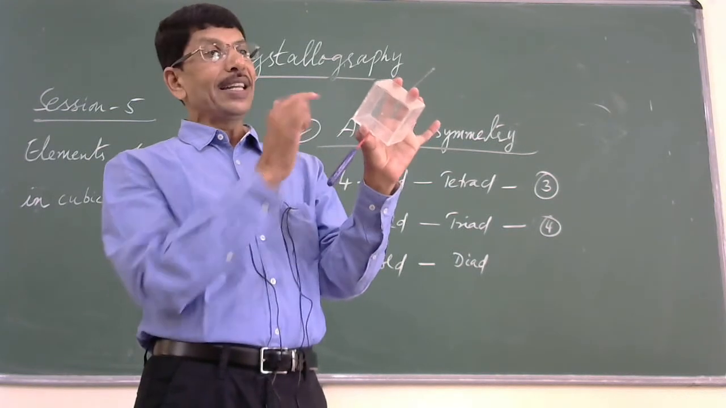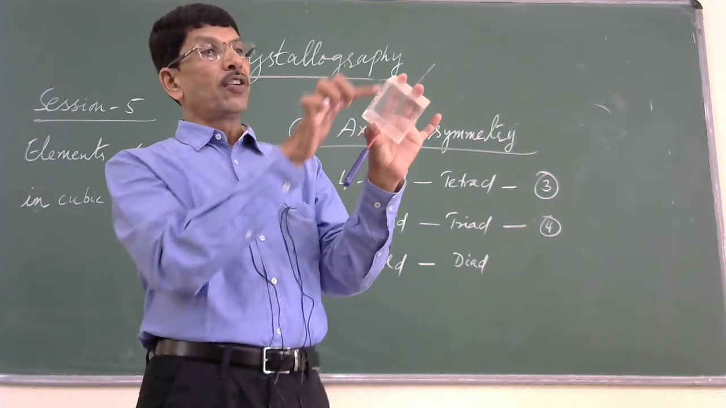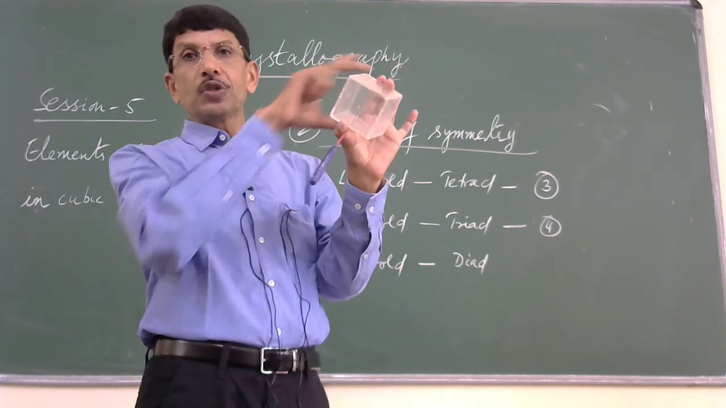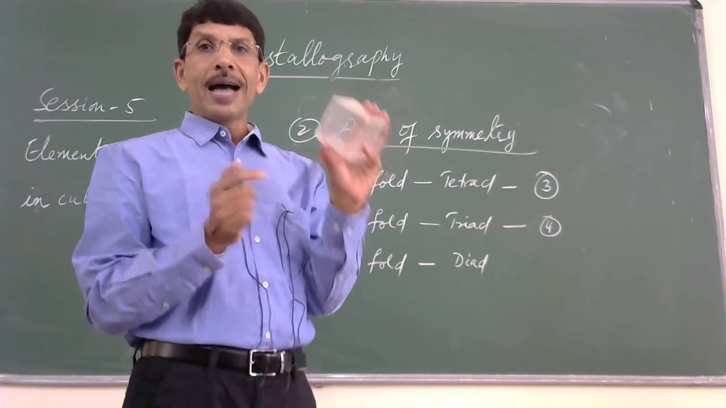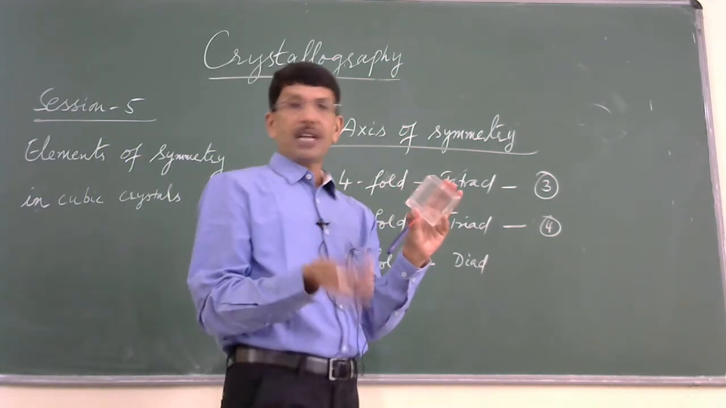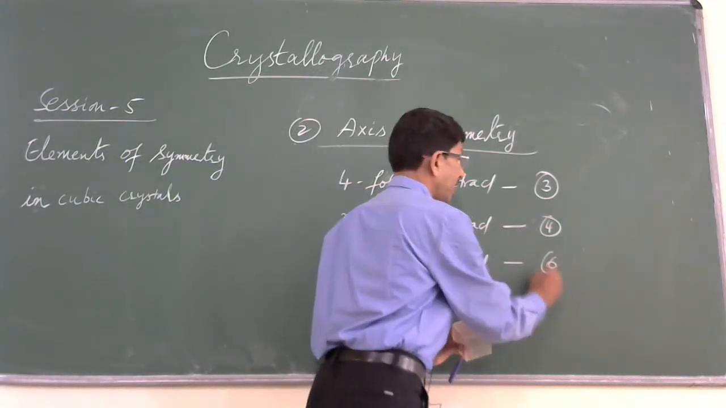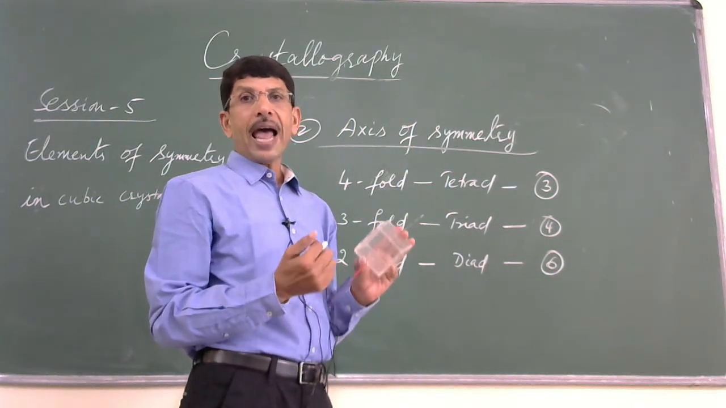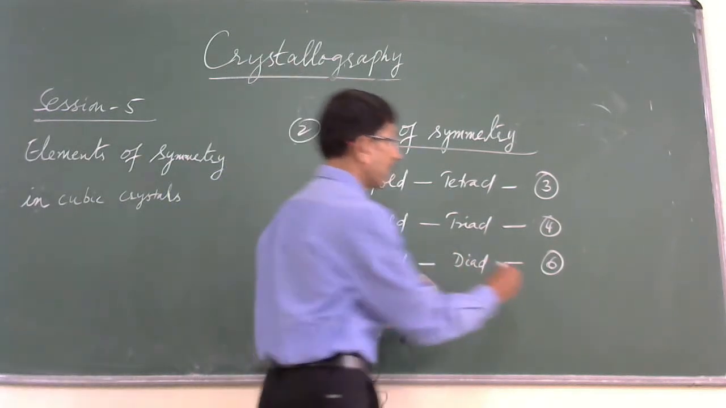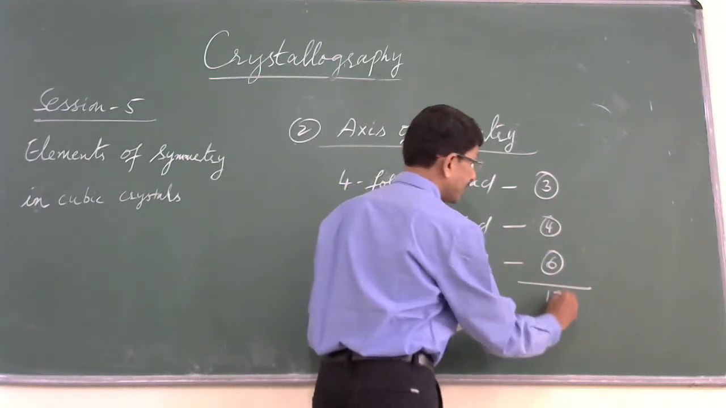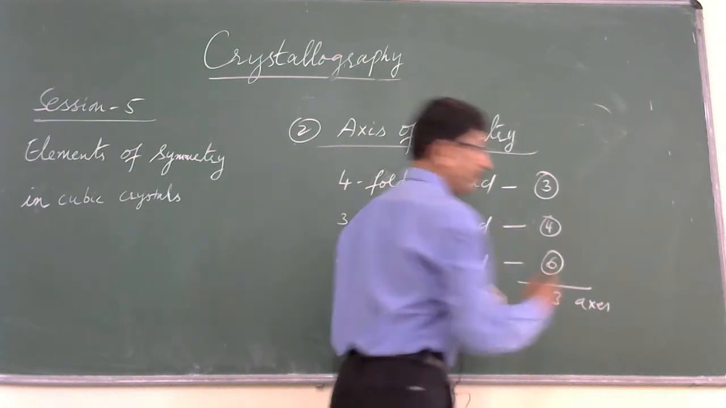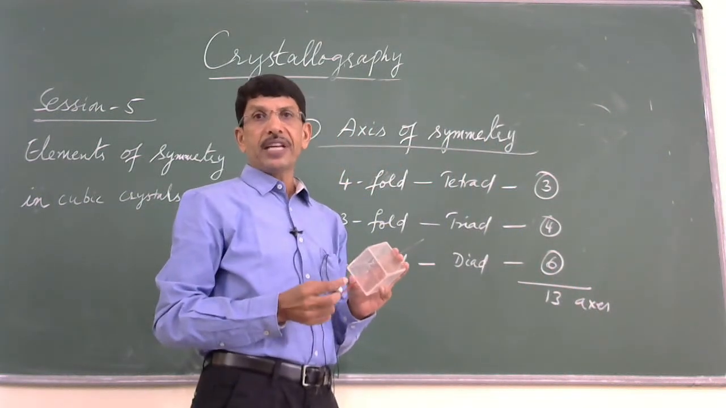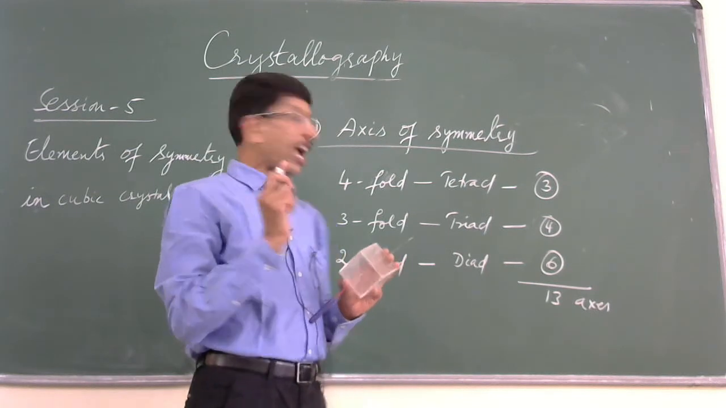edges. And in a cubic crystal, there will be 12 edges, 4 edges here, 4 edges here, and 4 edges here. So in total there are 12 edges. And therefore 6 pairs of edges are present, and there will be 6 diads, which are 6 2-fold axes of symmetry. So in total you have 13 axes of symmetry and 9 planes of symmetry, of which 3 are rectangular and 6 are diagonal.